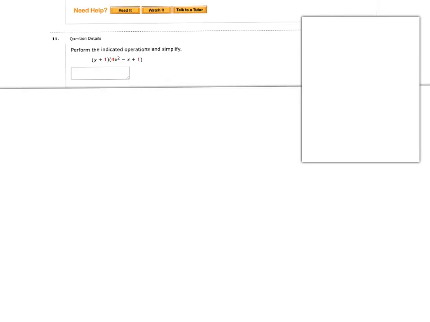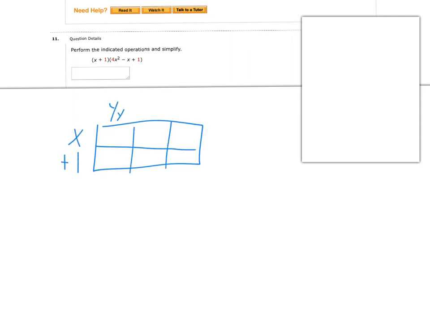All right, next up here, we're going to multiply these. I like to use a box for this. It's really kind of a double distribute, but I like the box to kind of organize all the information. So I do a 3x2 box. So the triple goes on top, and then the double goes on the side. So this will be 4x to the third minus x squared.